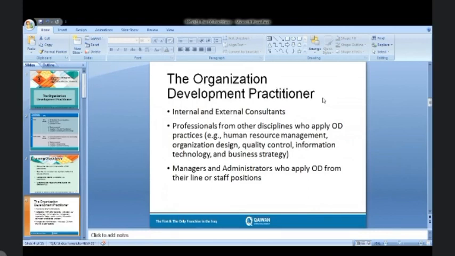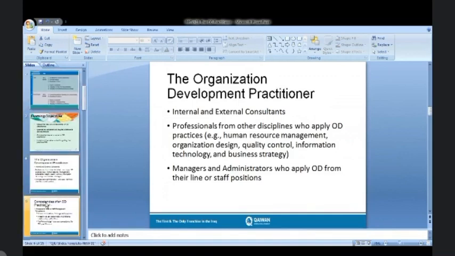Then the professionals from other disciplines related to OD, who apply OD principles to their work. For example, human resource managers, those who work in organizational design, reward systems, or business strategy. The third category are the managers and administrators who gain OD competencies and apply these competencies to their work.